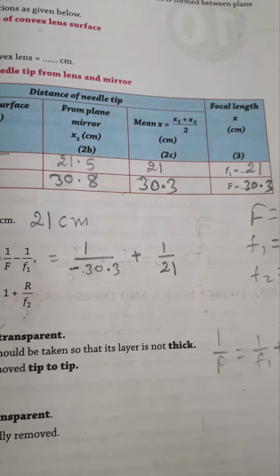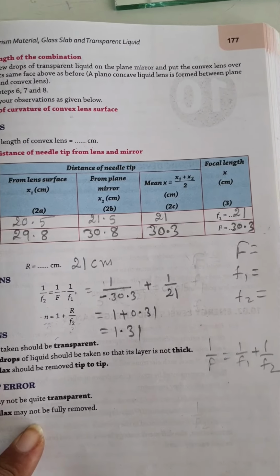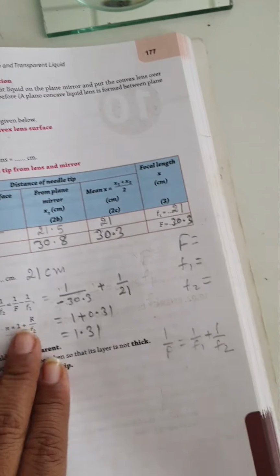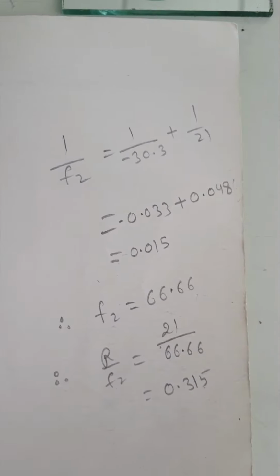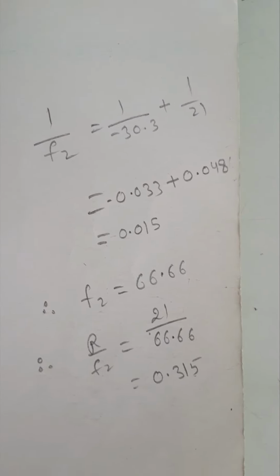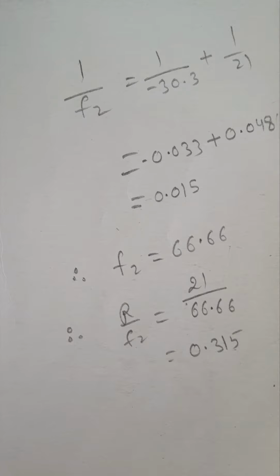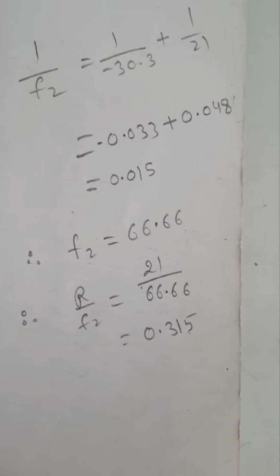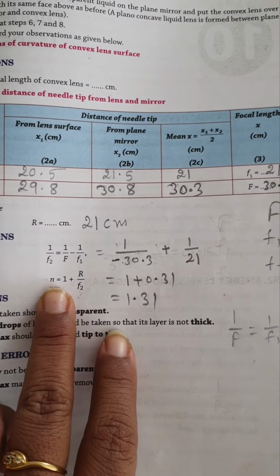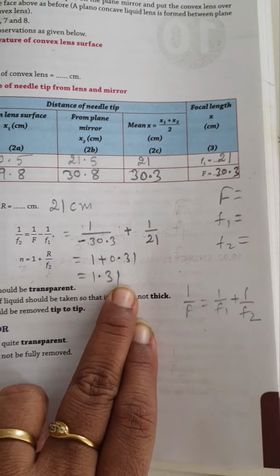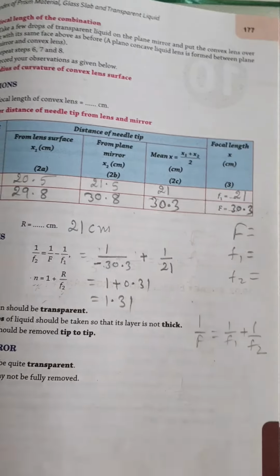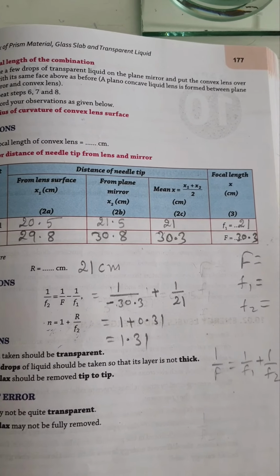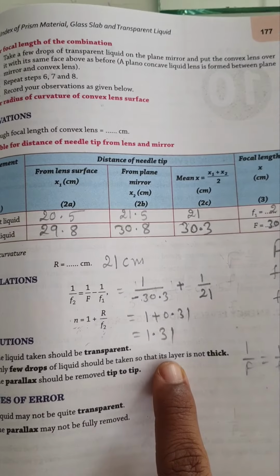Now let me calculate the value. By substituting the value of f1, I have got the value of f2. I did it earlier in rough. The value of f2 has come out to be 66.66. By substituting the radius of curvature, which is 21 centimeter, r by f2 comes out to be 0.315. So finally the refractive index of water is 1 plus 0.31, that is 1.31. As you know that the refractive index of water is 1.33, so it's quite close.